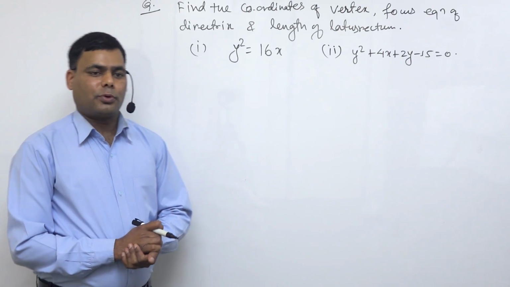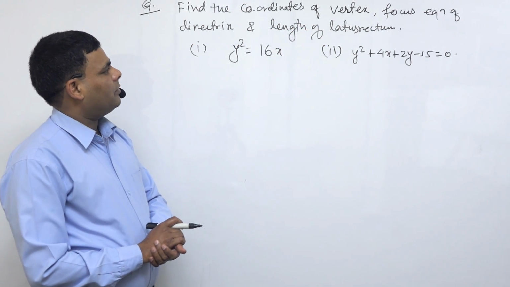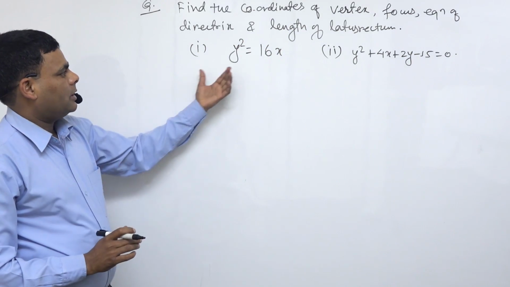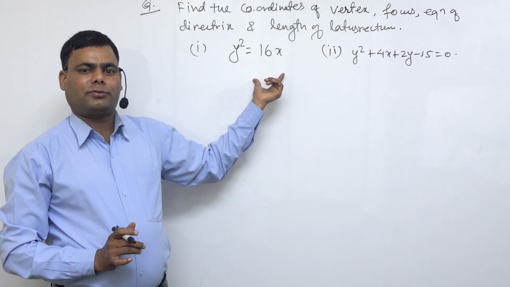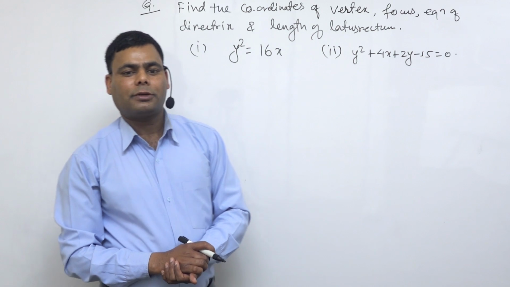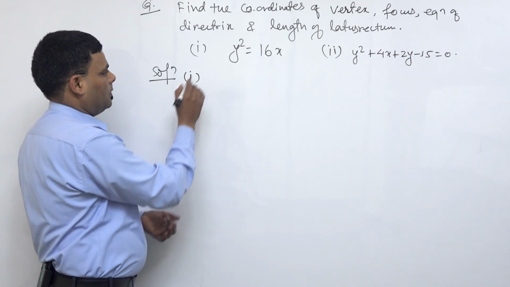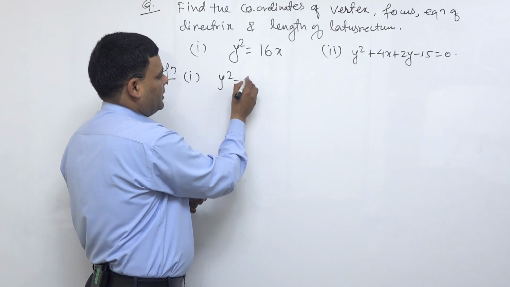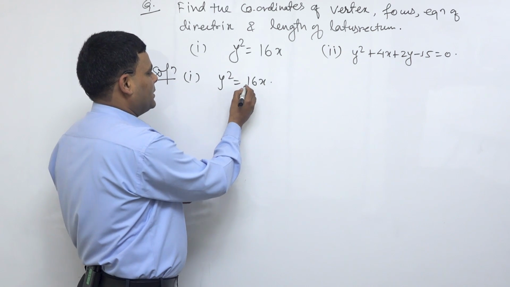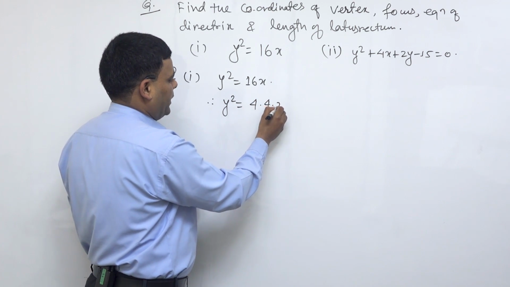We have another most important question. Find the coordinates of vertex, focus, equation of directrix and length of latus rectum. Here we have two questions. One is y square equals to 16x and the other one is y square plus 4x plus 2y minus 15 equals to 0. Solution first. Let's solve the first one. Here y square equals to 16x. First let's take it to the standard form. In standard form, therefore y square equals to 4 into 4 into x.